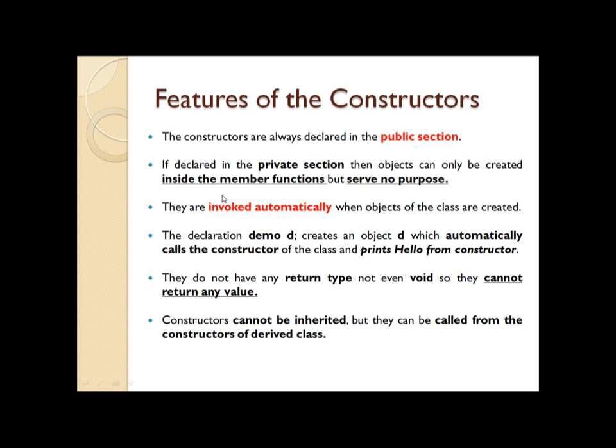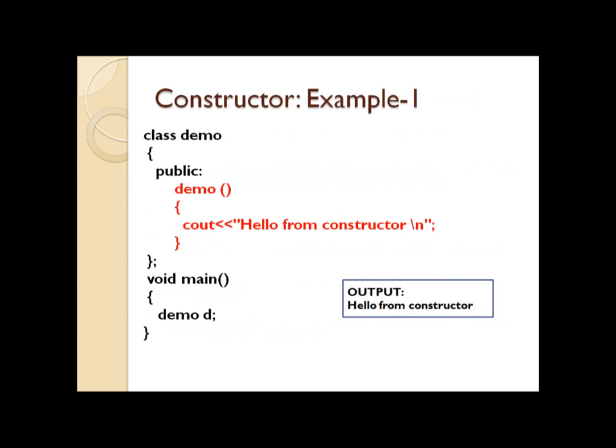The second feature says that if declared in a protected or private section, what will happen? The reason is listed in the second point. If we are declaring it in the private section, then the object can only be created inside a member function but serves no purpose. The meaning of this point is that here we are writing the object outside the body of the class.